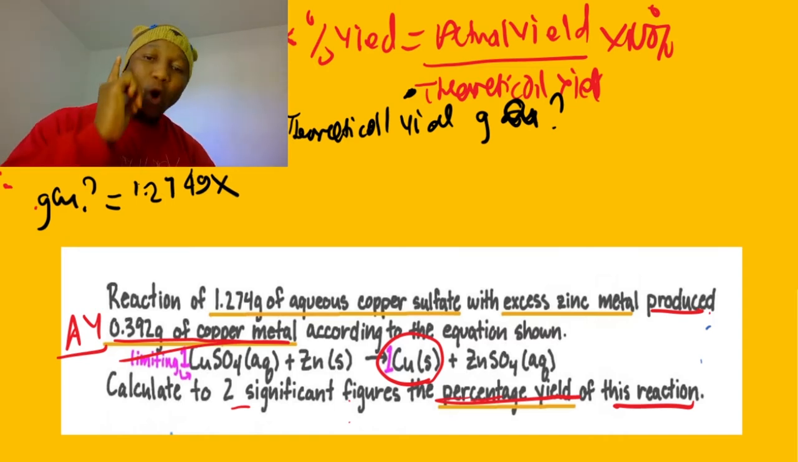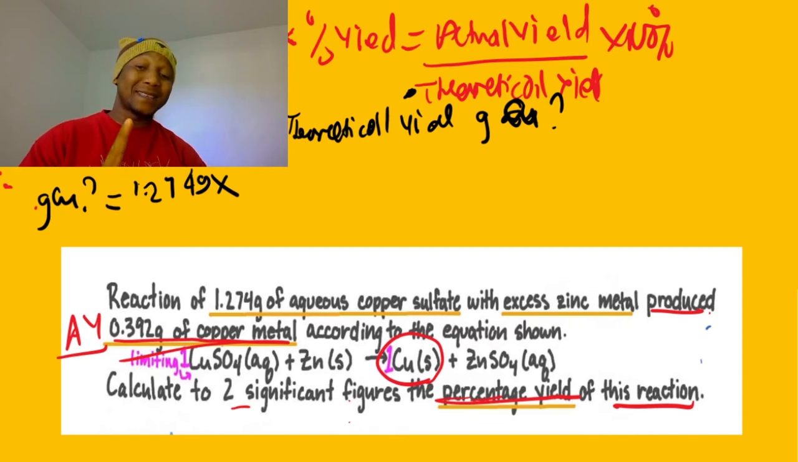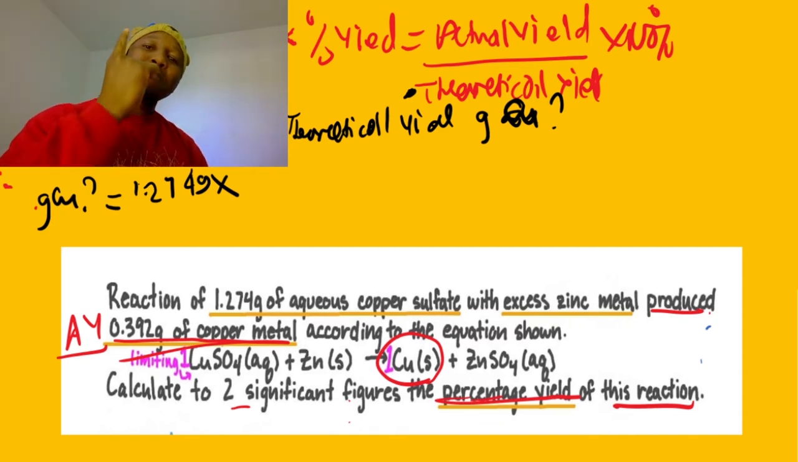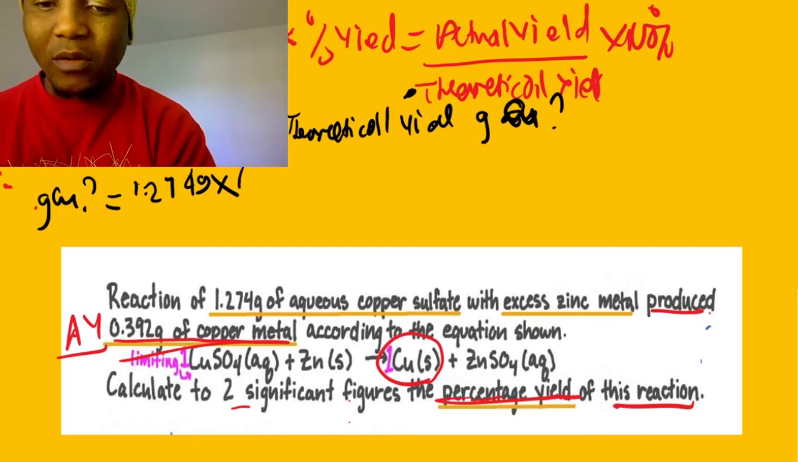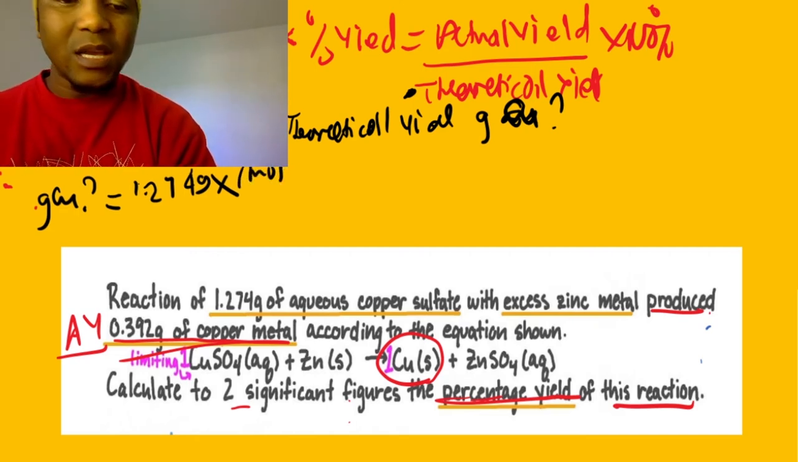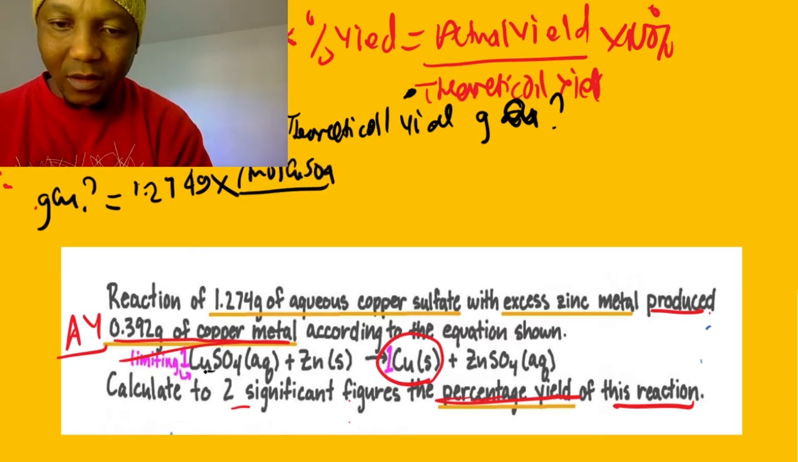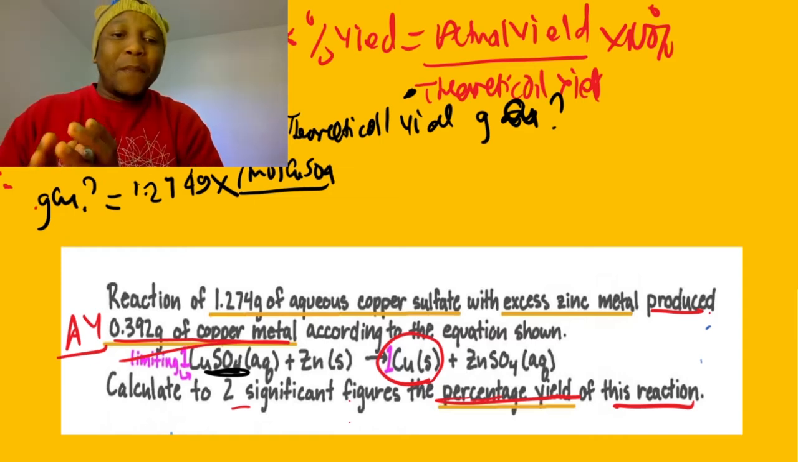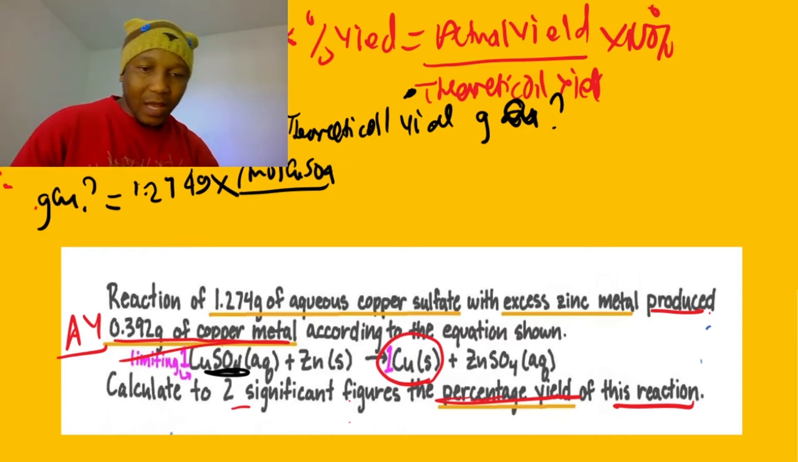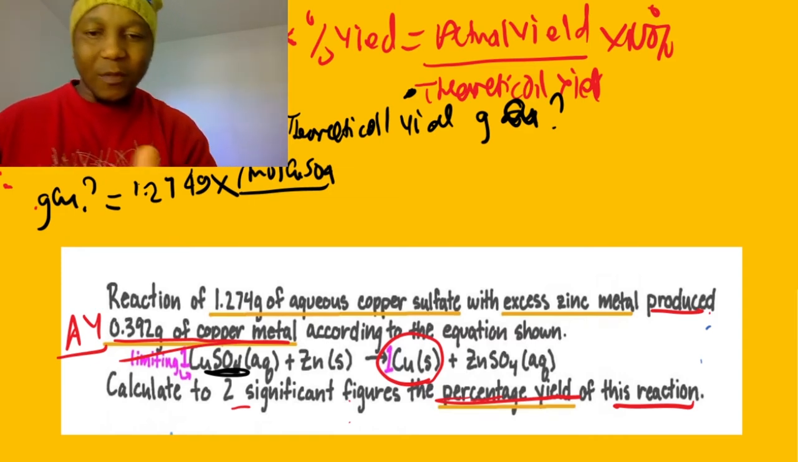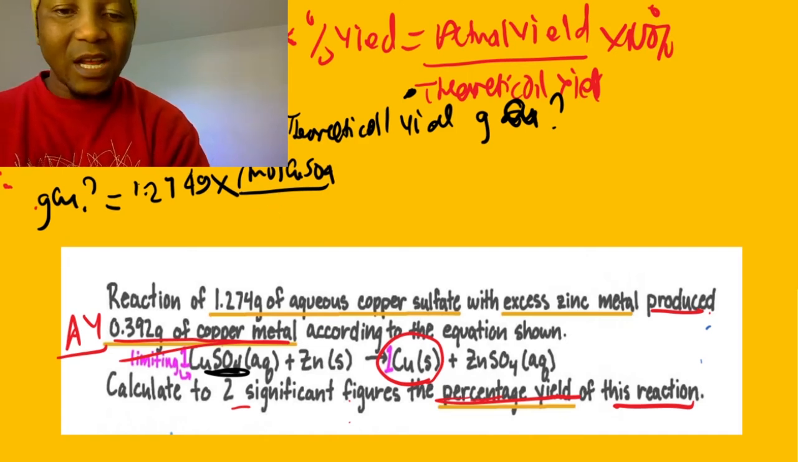Take 1 mole. Listen to this. Take 1 mole for the reactant. What reactant? 1 mole of copper sulfate. And then we divide by the molar mass of copper sulfate. Now, let me show you how you get the molar mass of copper sulfate.